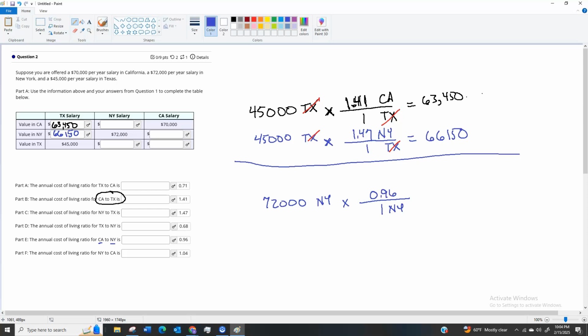And then, again, the New Yorks cancel, and we just get what we want for California, which in this case would be 72,000 times 0.96. Just like the other ones, California is a little bit lower than New York, and then Texas is quite a bit lower. So in this case, we get 69,120.